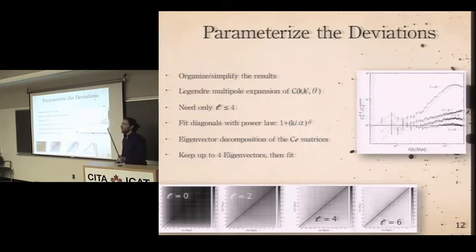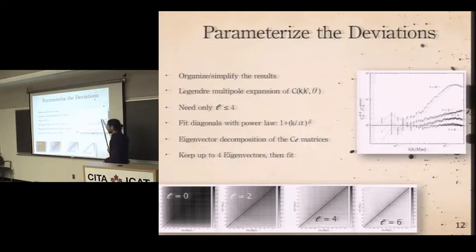So the first thing to do is, since these curves are smooth, we do a Legendre multipole expansion, and we look at the multipoles. For each multipole, we have a matrix: C0, C2, C4. If we look at the diagonal of these matrices, divided by the Gaussian prediction, we have the deviation from Gaussian. This is L equals 0, L equals 2, L equals 4. And by the time we reach L equals 6, it's almost equal to Gaussian. So we don't really need higher multipoles.